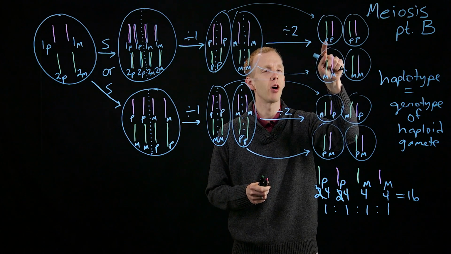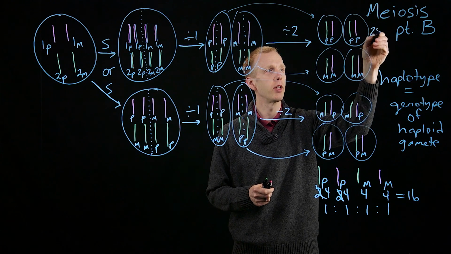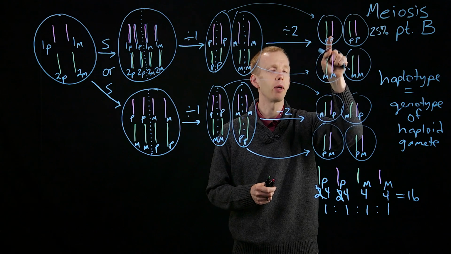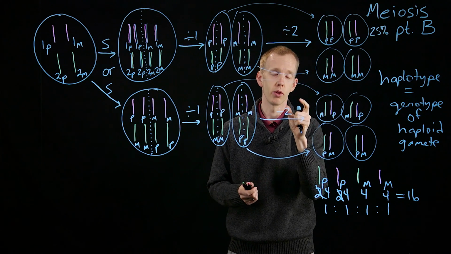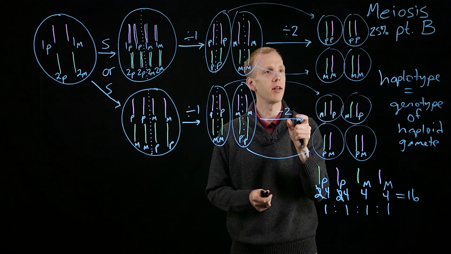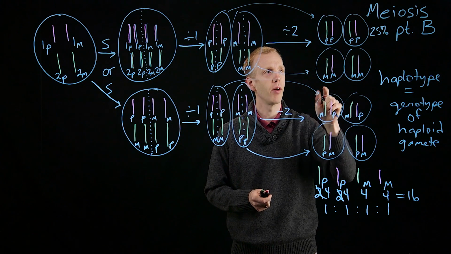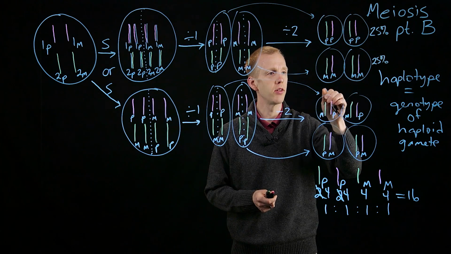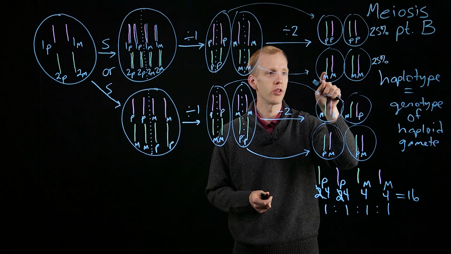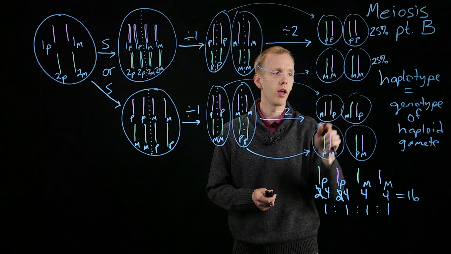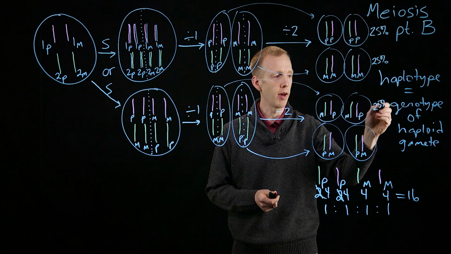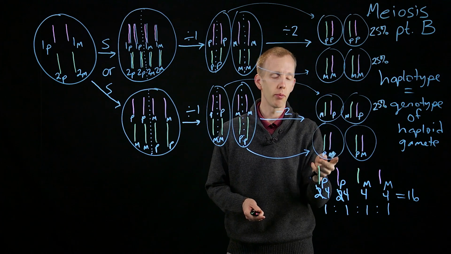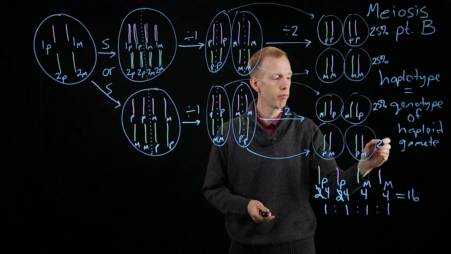So for example, we have a quarter, or 25% of our gametes have the green paternal and the pink paternal chromosomes 1 and 2, together in the same gamete. So that gamete's haplotype is different than this one. 25% of those gametes have the maternal versions of the pink and the green chromosomes, and here a quarter of the gametes have the maternal green but the paternal pink chromosome, and the reciprocal is true in this bottom set.